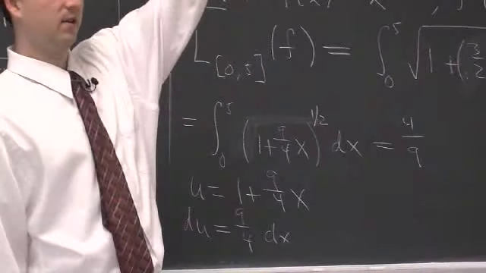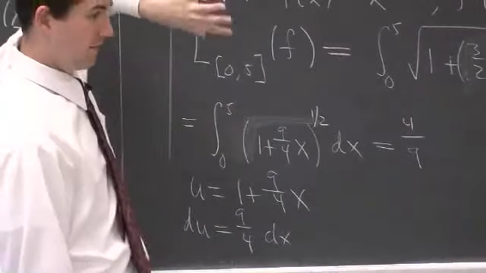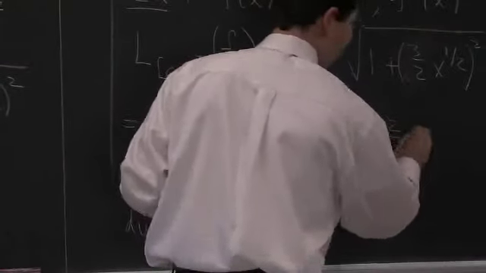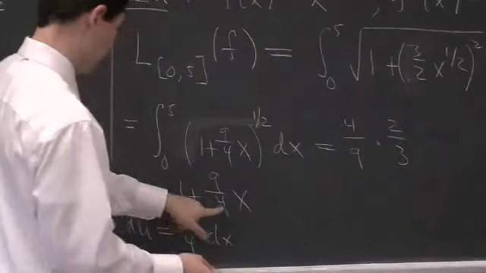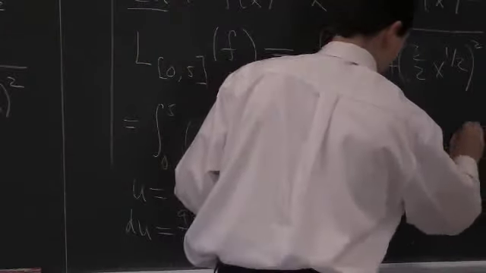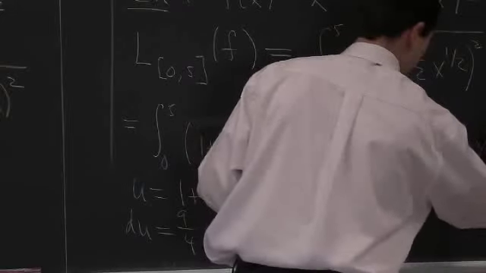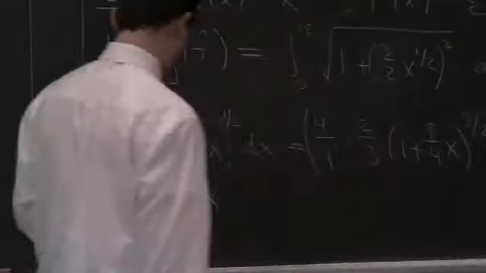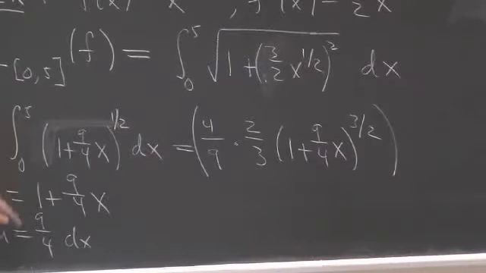You have to have 1, that's 3/2. Then you divide by 3/2, which is 2/3. So you get 2/3 u to the 3/2, but u is 1 plus 9/4 x. And then we have to evaluate this thing at 0 and 5.